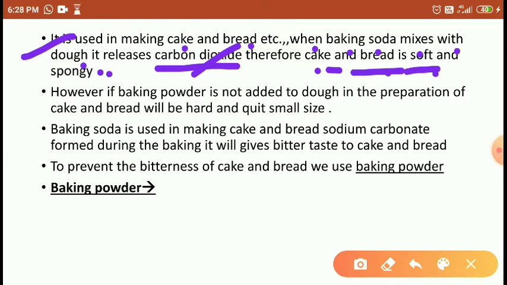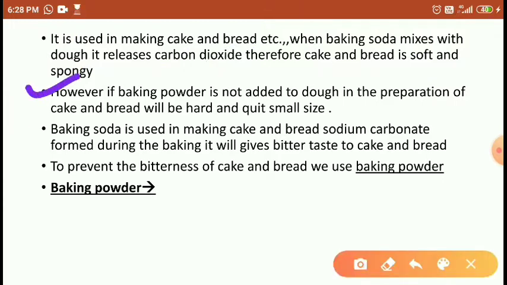In restaurants, if you use bread, it is spongy and soft. Why is it spongy and soft? Because it releases carbon dioxide. Similarly, you may use some toast or some other bakery product which is very hard and crispy. Why is it hard and crispy? Because it does not release carbon dioxide.